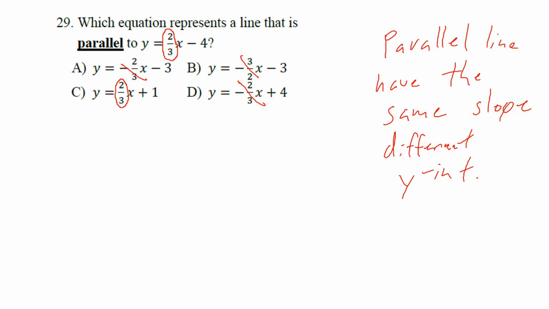Now, if you want to, you can also check the other part. You have to have the same slope, but a different y-intercept. The first one had a y-intercept of -4. The new one has a y-intercept of +1. The reason why you should always check that is because if we have the same slope and same y-intercept, then it's the exact same line. So they wouldn't be parallel anymore.